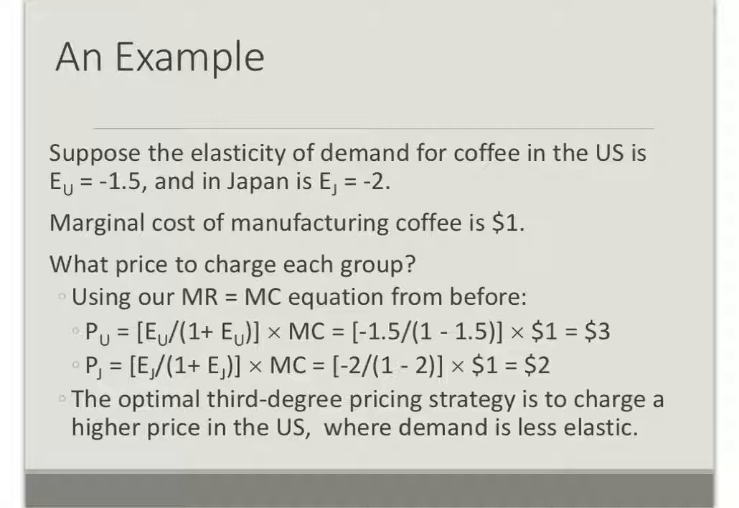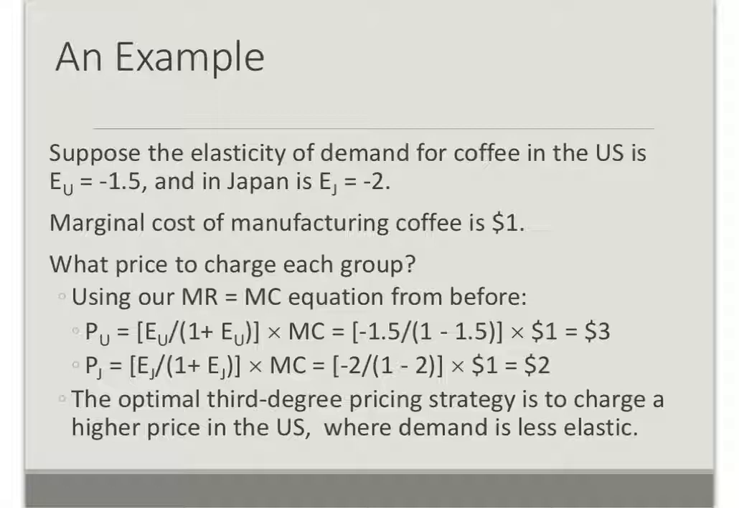Okay, so let's look at an example here. So let's say that the demand for coffee in the U.S., so maybe this is like Starbucks, is negative 1.5, and in Japan it's negative 2. So the U.S. is more inelastic, Japan is more elastic. Now we're relative to one another. These are both elastic measures, but the U.S. being lower is more inelastic than Japan.